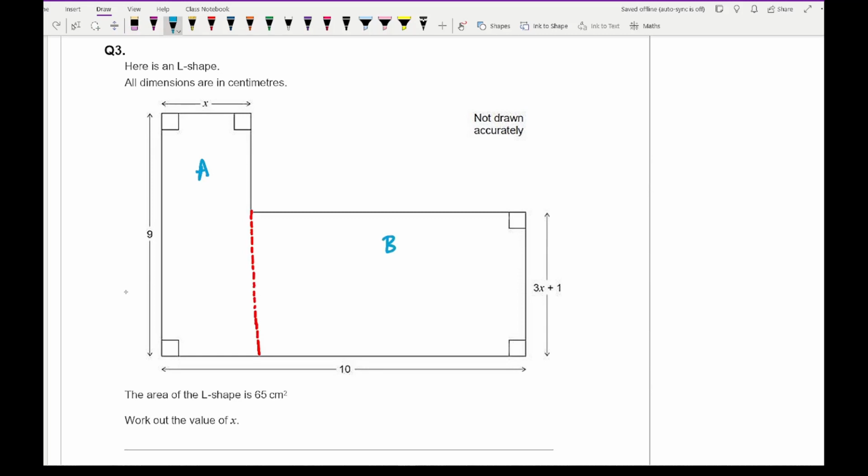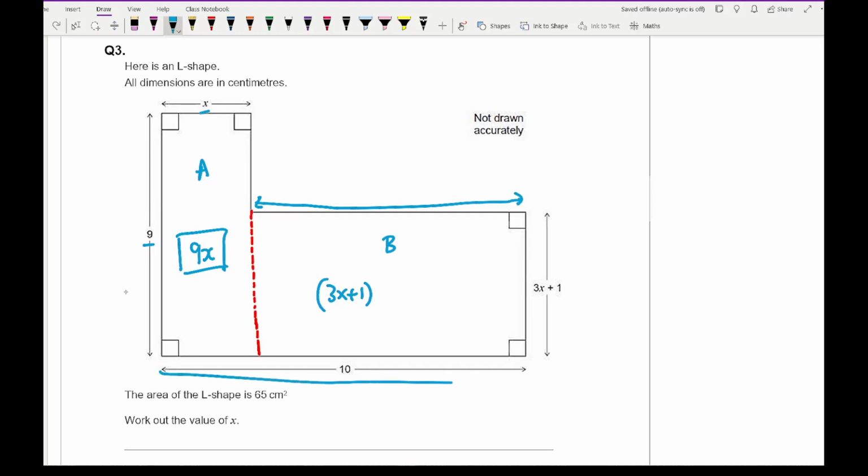Now for A, that's just going to be the length times the width, so that's just going to be 9x. I'm going to put a little box around that. Then for B, well, the height is 3x plus 1. I'll put brackets around there because we've got an expression. So the next thing for me to do is to work out what this length here is going to be. Well, if all of this length here is 10, and we need to take away x, that's going to be 10 take away x.